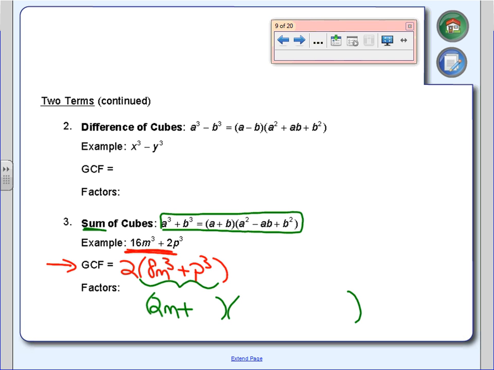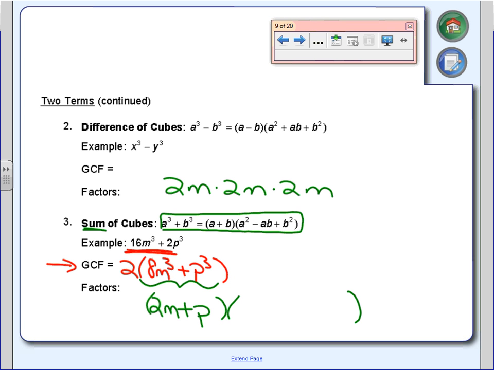2m. How do I know that? Well, because that's what you get when you multiply 2m times 2m times 2m. You're going to end up with this 8m to the third power. That's what it means when you're taking the cube root. What do I get when I take the cube root of p to the third power? You get a p. Why? Because when you multiply p times p times p, you're going to get that p to the third power. So that one takes care of the binomial part.